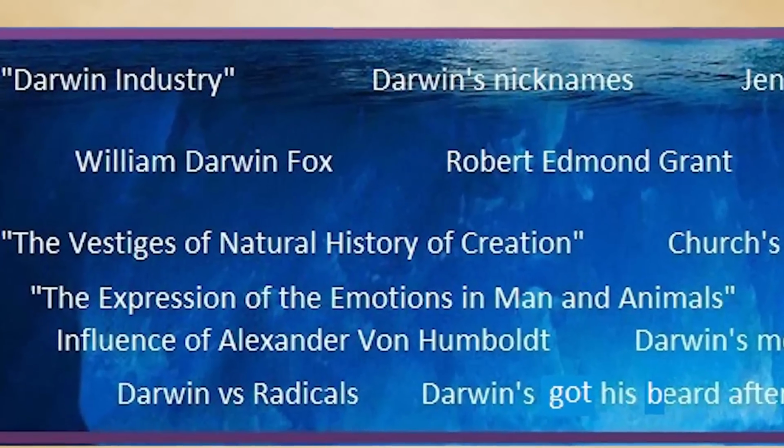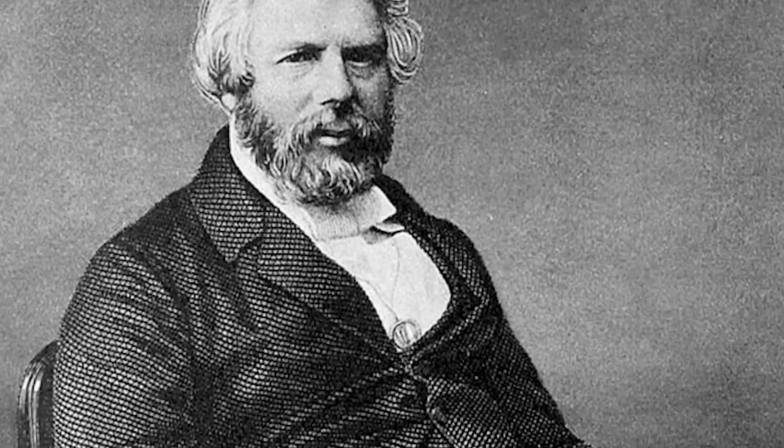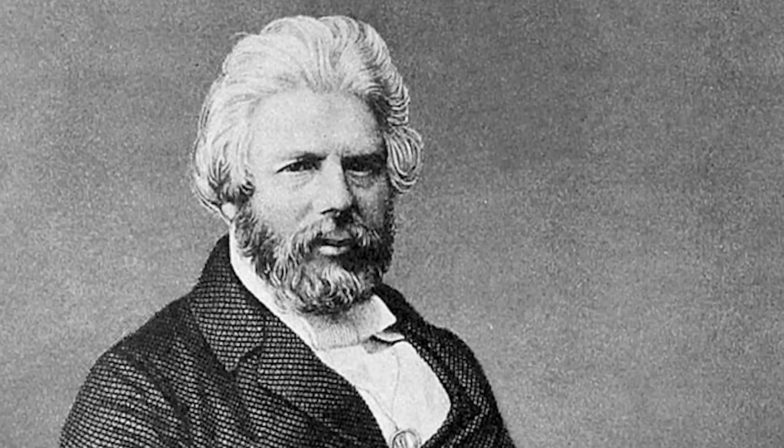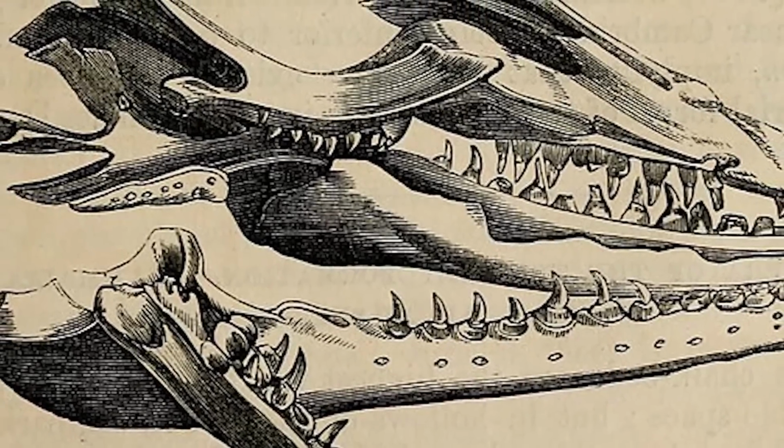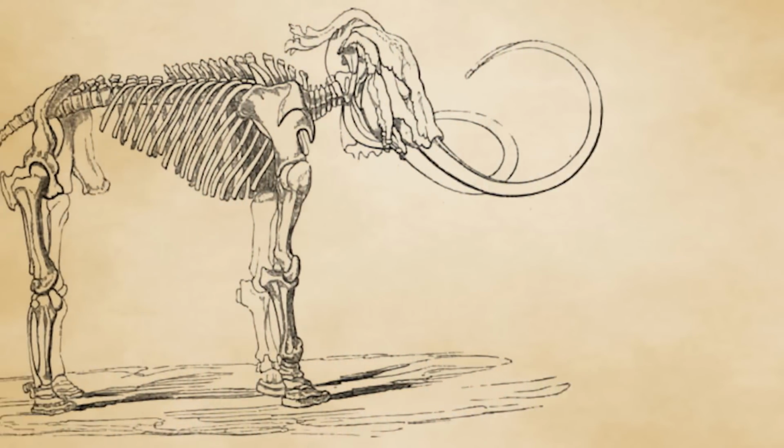The Vestiges of Natural History of Creation. The Vestiges of Natural History and Creation is a book by Robert Chambers, anonymously published in 1844 and dealing heavily with natural history and philosophy. The Vestiges was so famous that at the time even Prince Albert read it aloud to Queen Victoria.